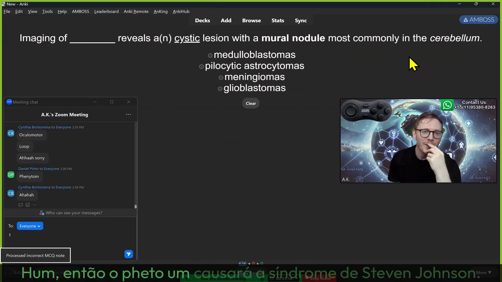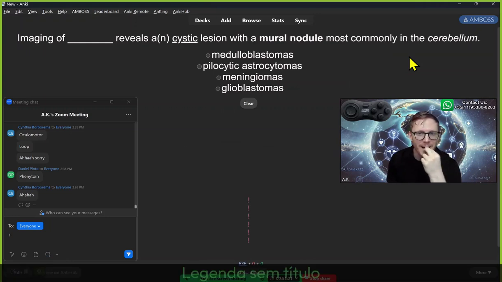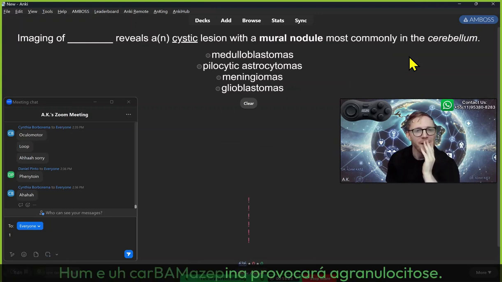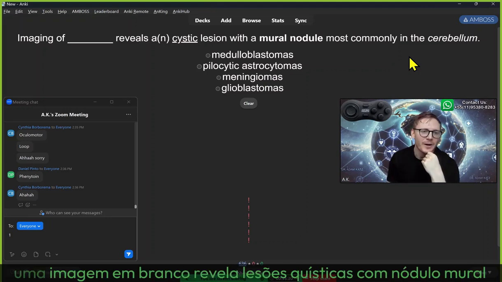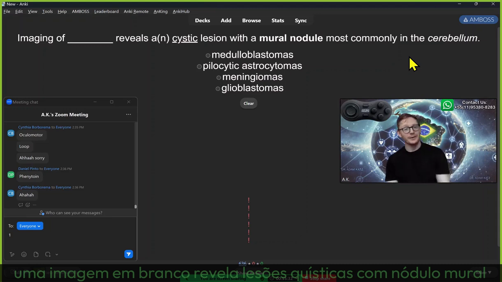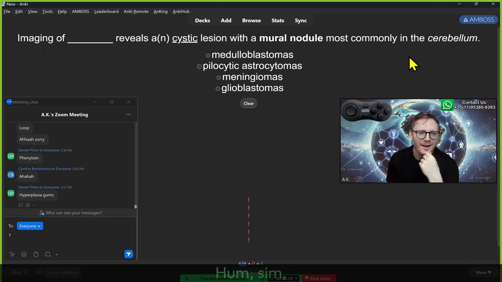So phenytoin will cause Stevens-Johnson syndrome. It'll cause hyperplasia of your gums. And carbamazepine will cause agranulocytosis. Exactly. And that'll be a striking photo, the hyperplasia of the gums.